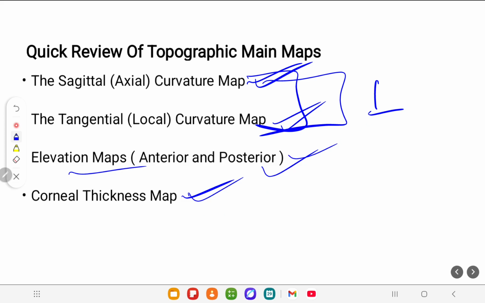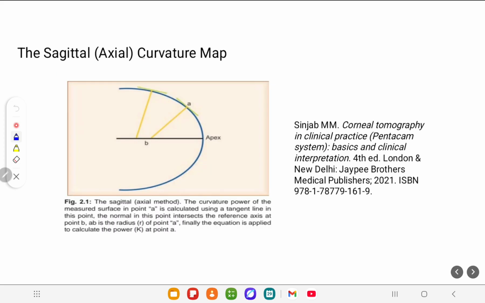And something you can change. Definitely you can go to the settings of the machine and change it. But basically these are the four main maps. There are a lot of maps, and with the machine it changes, isn't it? But yes, these four are very, very central. And then let's talk about the axial or sagittal curvature map.